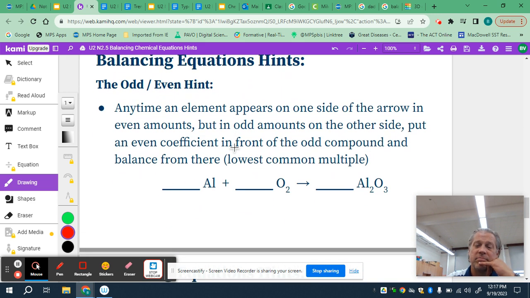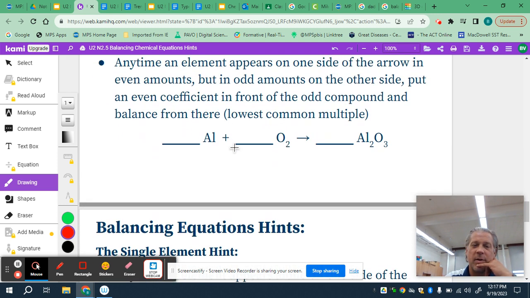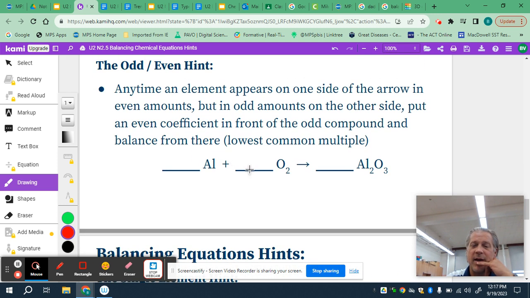Odd even hint. This one, we talked about the lowest common multiple, but anytime that you have an even number of atoms like oxygen here, which is 2, and an odd number of oxygen here, which is 3, we can use the lowest common multiple. And we can do that the long way, but I'm going to also throw in a different hint today to make it a little bit easier. So I have aluminum and oxygen on both sides of the arrow.